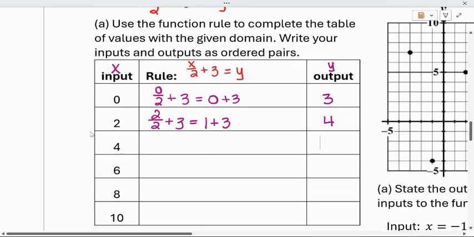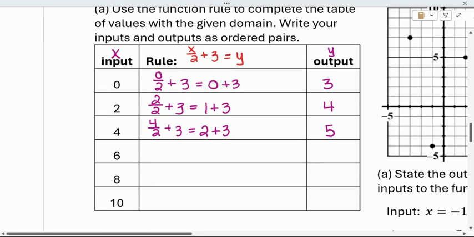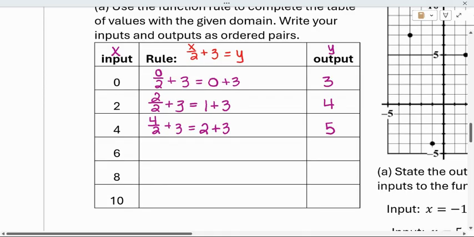Okay. What if my input or my x value is a 4? Well, that's 4 divided by 2 plus 3. And 4 divided by 2 is 2. Plus 3 is 5. 2 plus 3 is 5. When my input or my x value is 6, I get 6 divided by 2 plus 3. But what is 6 divided by 2? 3. And 3 plus 3 is 6. All we're doing is evaluating this rule by substituting in for x. That's all we're doing. We're taking our input and plugging it in.